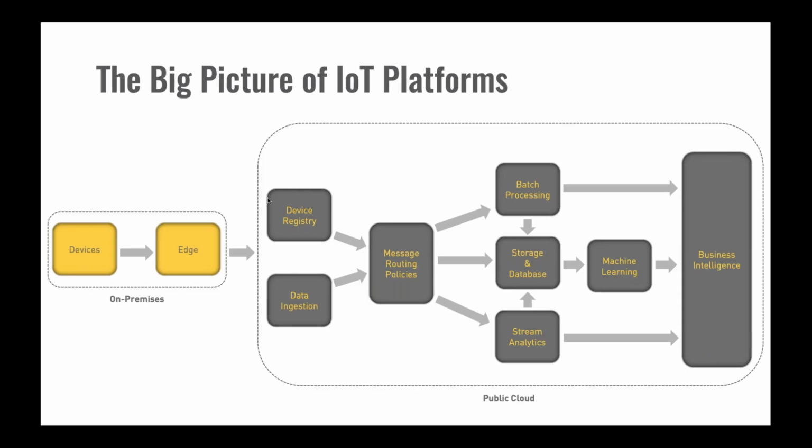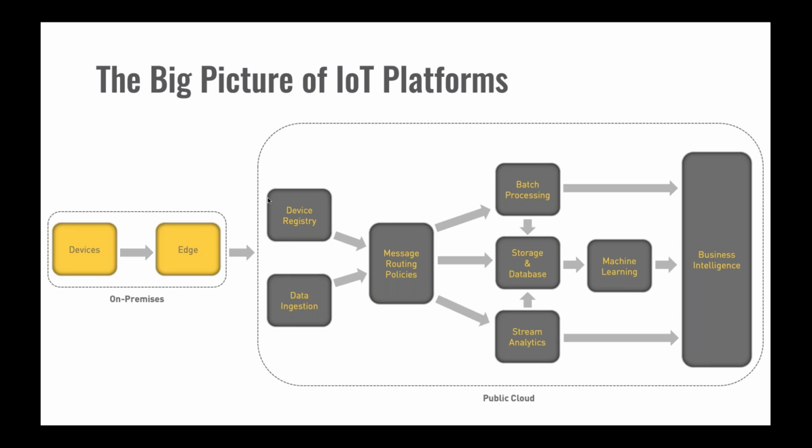So this is the big picture of IoT, because to really appreciate edge computing, you need to understand how IoT platforms are designed and how IoT solutions look. At one end of the spectrum, you have devices, and these devices are either sensors or actuators. Sensors generate data, for example, a temperature sensor, a humidity sensor, a pressure sensor, and so on. They generate data that is going to be acquired and ingested into the cloud.